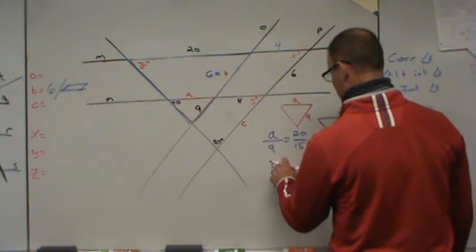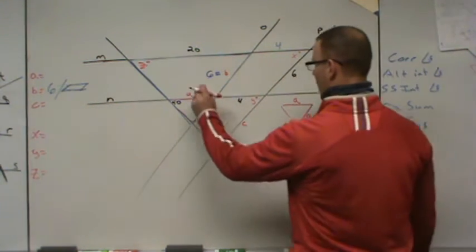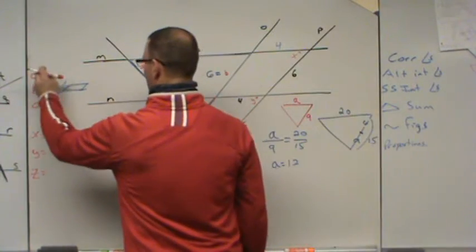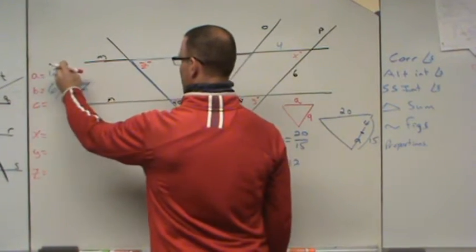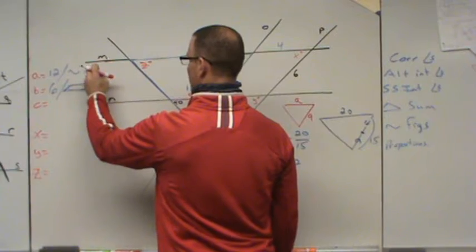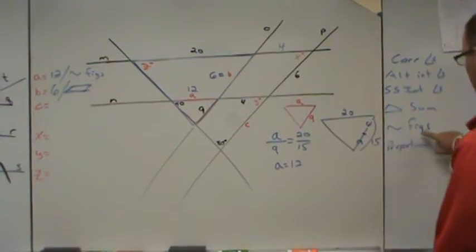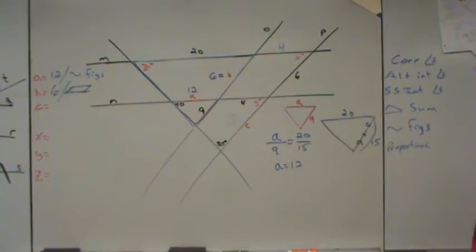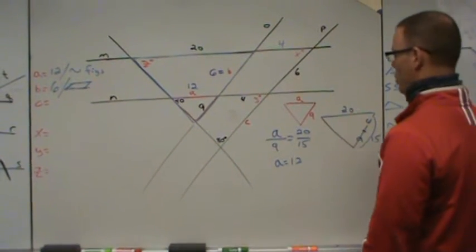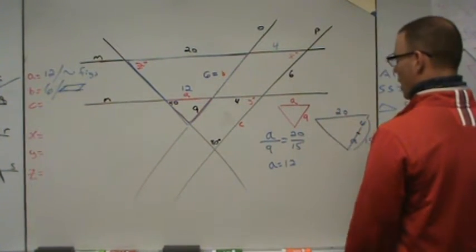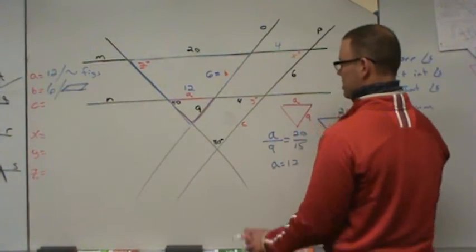If you come back, you should have gotten A is equal to 12. Now, how do I get A is 12? A is 12 because I used similar figures. That was one of the things over here, similar figures. With similar figures, corresponding sides are proportional. All right, now I want to find C.